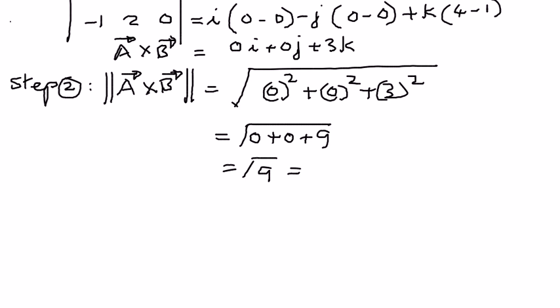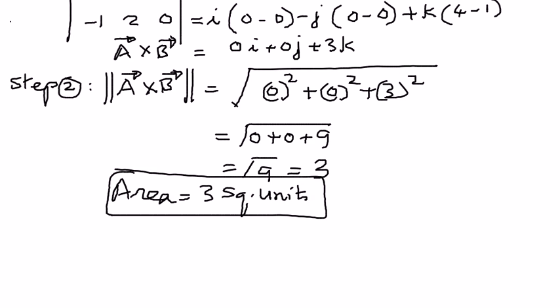9 is a perfect square. Therefore, the value comes out as 3. Therefore, the area of this parallelogram is 3 square units, depending upon whatever units the sides take on. If it takes on meters, it is going to be 3 square meters. If the sides of the parallelogram are in inches, this is going to be 3 square inches, and so on.